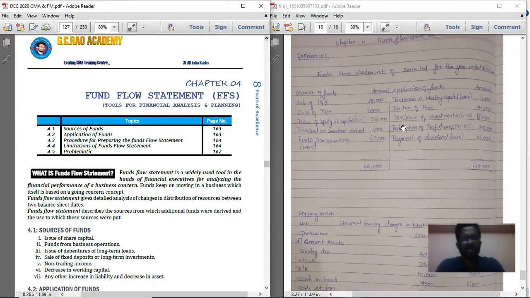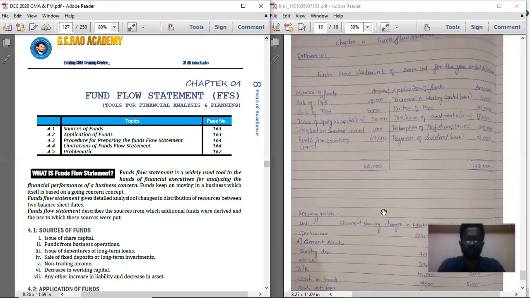And this fund flow statement gives a detailed analysis of changes in the distribution of resources. Suppose you have put in capital of 20 lakhs, how this 20 lakh rupees of funds keeps moving in the business is analyzed in this fund flow statement. And it describes, between two balance sheets, say from 30th March 2016 to 30th March 2017, how funds have been rotated, how much increase in sources of funds.